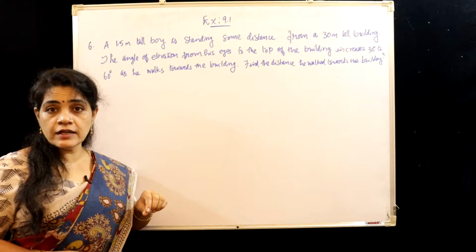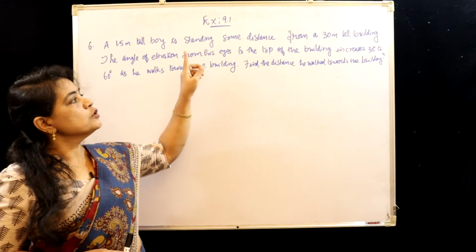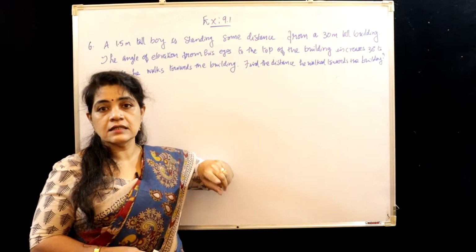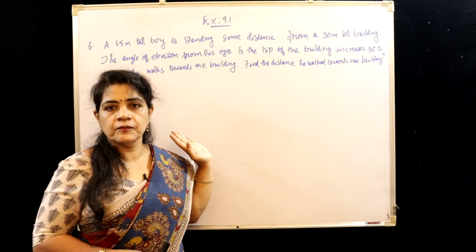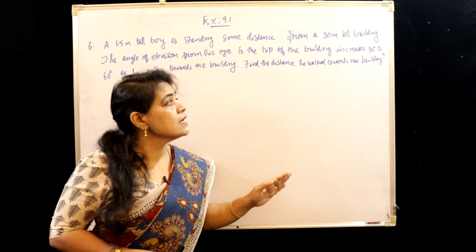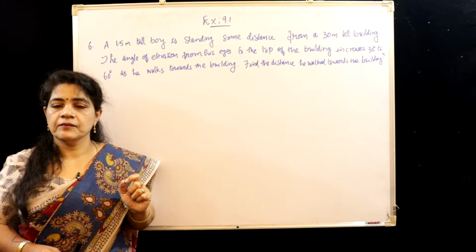The angle of elevation from his eyes to the top of the building increases from 30 degrees to 60 degrees as he walks towards the building. Find the distance walked towards the building.